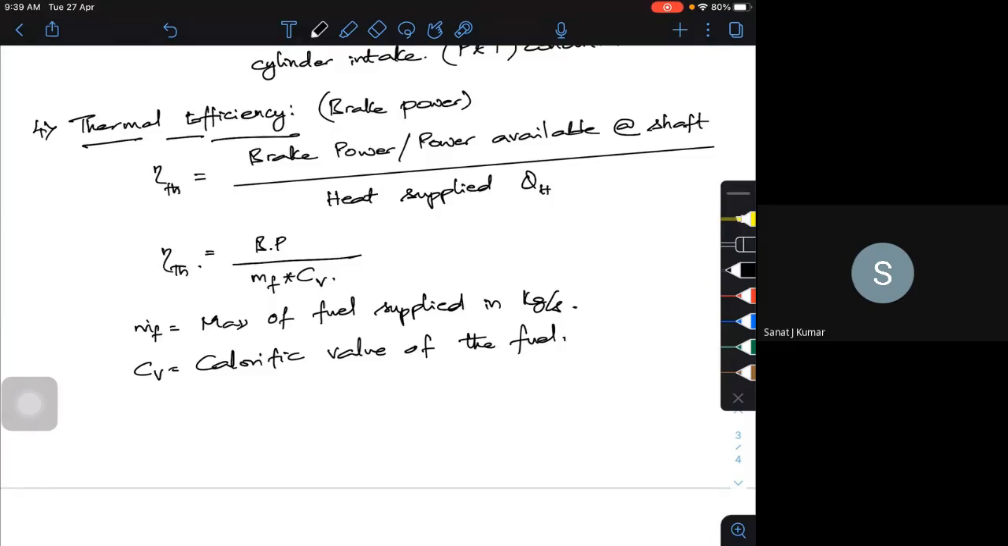Most of the IC engines we come across and use will roughly have an efficiency of around 45 to 55%, whether it is an SI engine or a CI engine. This is the efficiency we can get. Okay, fine. We'll stop at this particular point today.